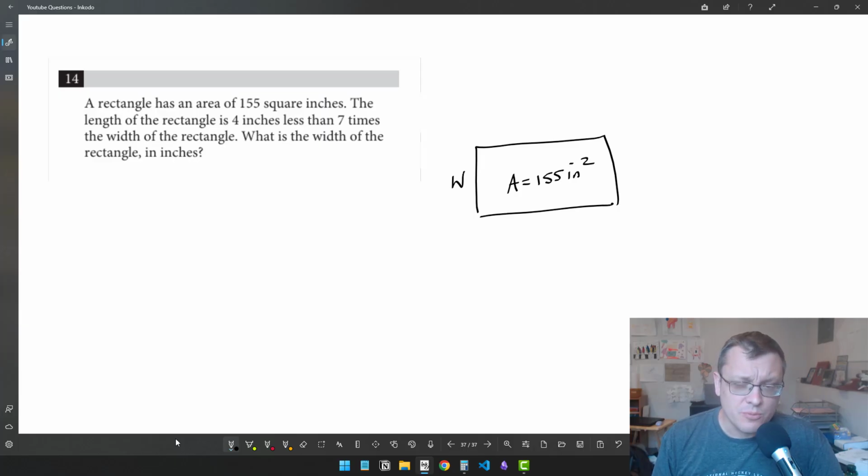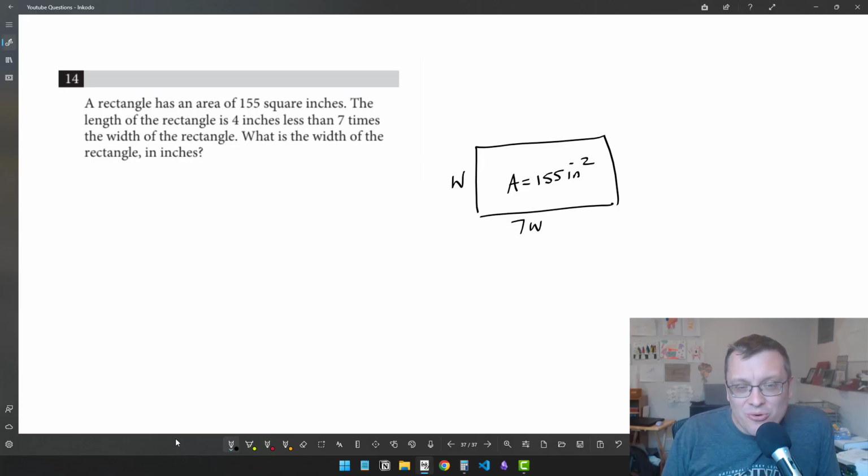Well, 7 times the width is not too hard. It's just 7W. But how do we do this 4 inches less? You might think, translating it from left to right, it's just going to be something like 4 minus 7W. But if I said to you, what is 4 less than 20? You'd say 16. And so think about how you would have gotten that if you were to actually do the subtraction. 4 less than 20 is 20 minus 4.